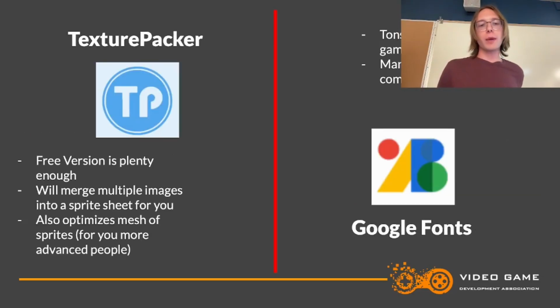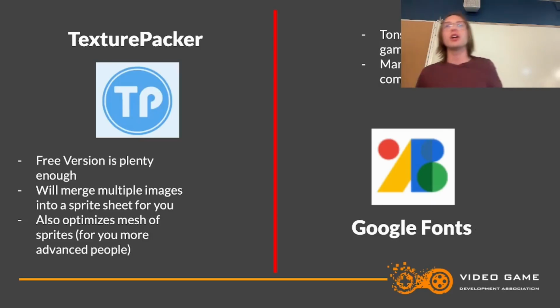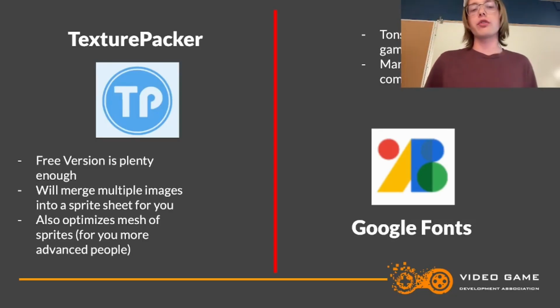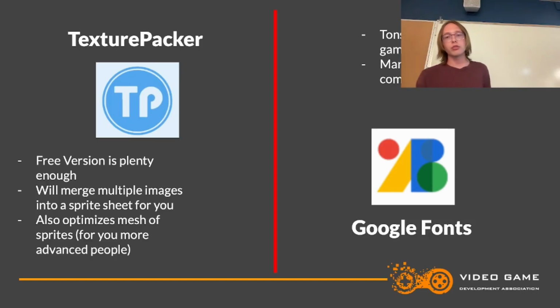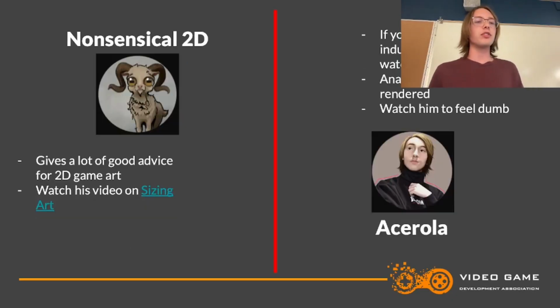More stuff. Texture Packer. This is how we can use it to merge our sprites into a sprite sheet. Very, very useful. It also optimizes mesh of sprites if you're more advanced in that sort of field. And also Google Fonts, tons of free fonts for your games, many available for commercial use. Nonsensical 2D, a lot of good advice for 2D game art, and he has a great video on sizing art.